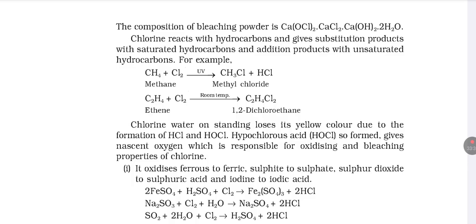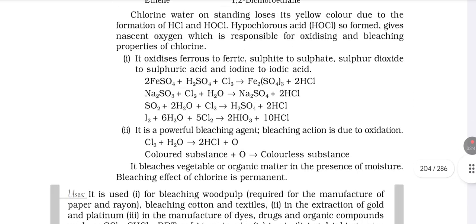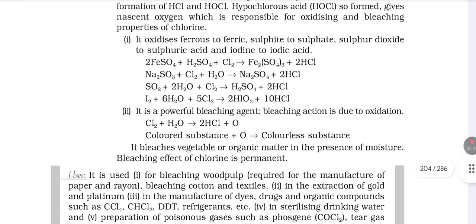Chlorine water on standing loses its yellow color due to the formation of HCl and HOCl. Hypochlorous acid so formed gives nascent oxygen, which is responsible for the oxidizing and bleaching properties of chlorine. It oxidizes ferrous to ferric, sulfite to sulfate, sulfur dioxide to sulfuric acid, and iodine to iodic acid.